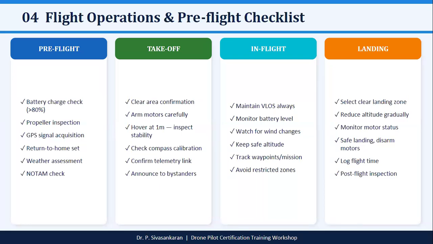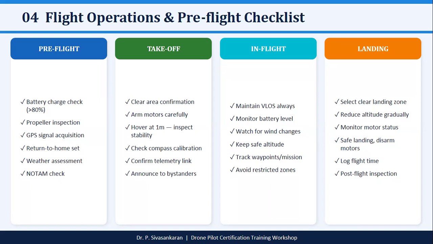Here is some basic information about flight operations and the pre-flight checklist. Safe drone operations begin with thorough preparation. Before flight, inspect the batteries, propellers, GPS connectivity, weather conditions, and return to home settings. During takeoff, confirm a clear operating area and verify stable hovering performance.